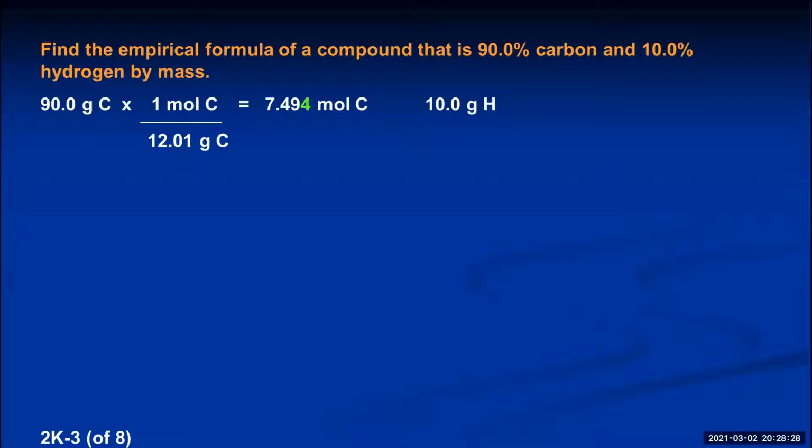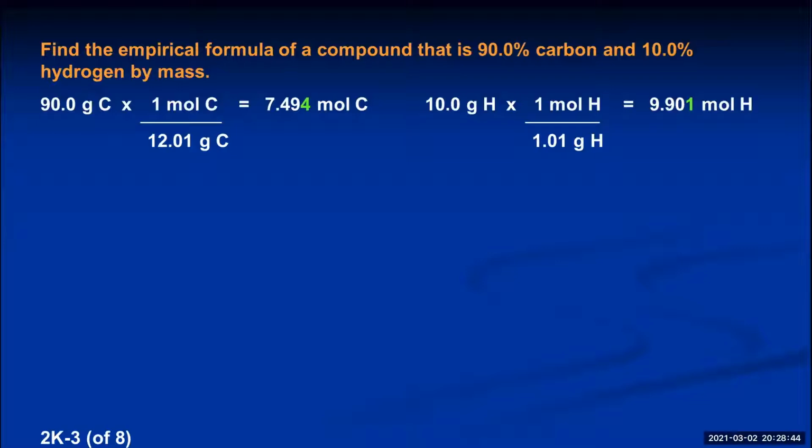We take the 10.0 grams of hydrogen, use its molar mass from the periodic table, arrange it so the grams will cancel out. We'll now calculate how many moles of hydrogen are in this fictitious sample. 3 significant figures, and then we're not at the end of the calculation, so I'm going to keep a guard digit.